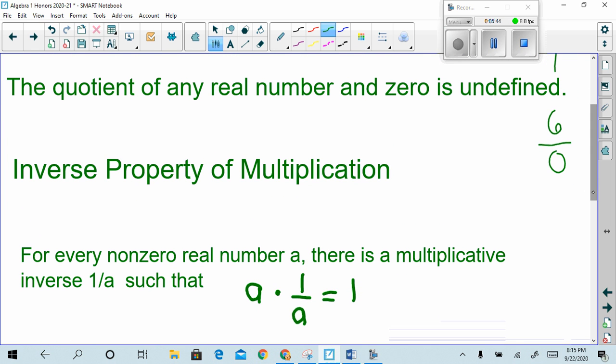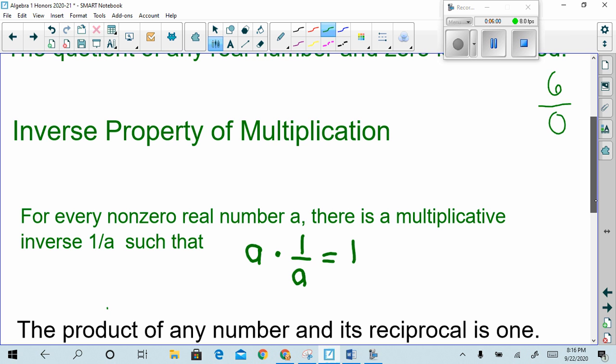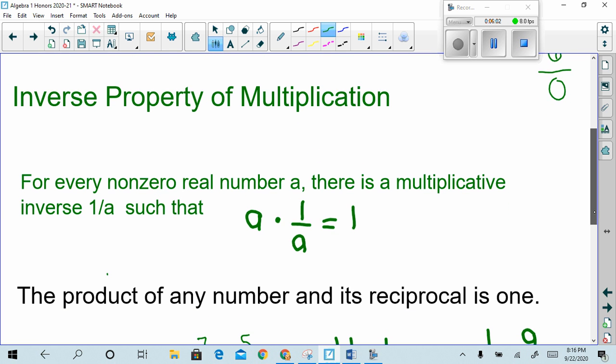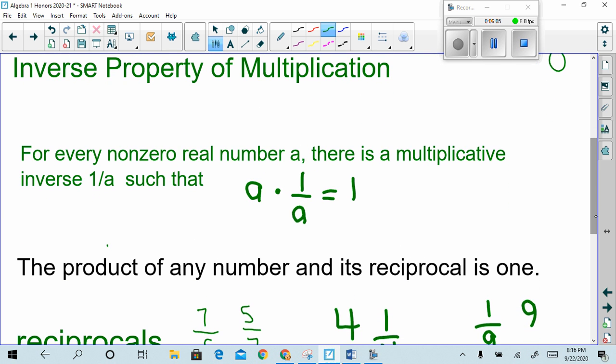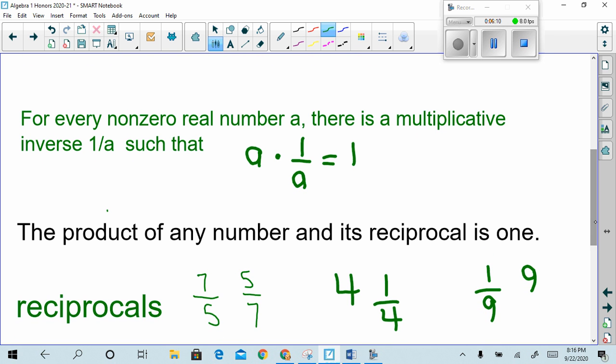The next would be the inverse property of multiplication. For every non-zero real number a, there's a multiplicative inverse, 1 over a, such that a times its inverse is equal to 1. Any number times its multiplicative inverse equals 1. Another way to put it is the product of any number and its reciprocal is 1. We look at reciprocals here, and if I were to put a multiplication symbol there and cross cancel, I would get 1 for each of these. So a number and its reciprocal, the product is 1.